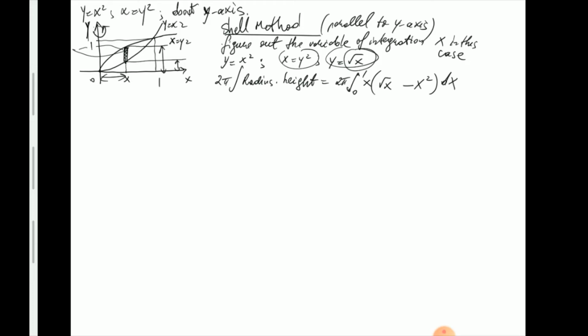So that is the height of the shell. And we do this with the power rule. Again, we have to write this as powers. That's going to be x times x to the 1/2 minus x times x squared if we distribute the x. Combine and then integrate.